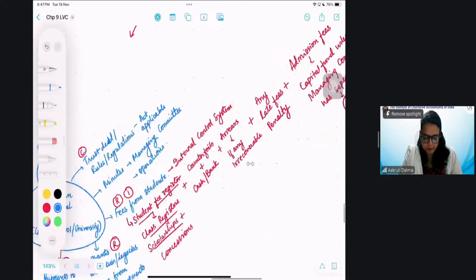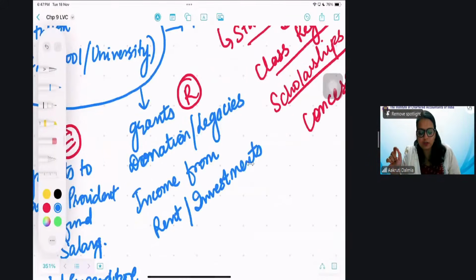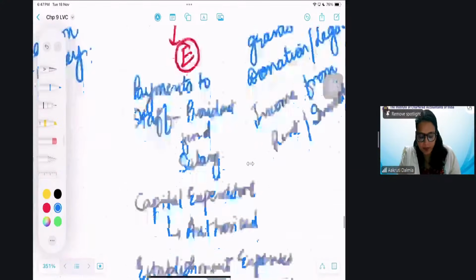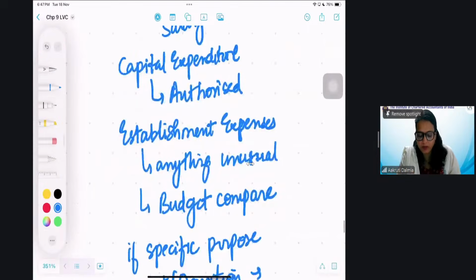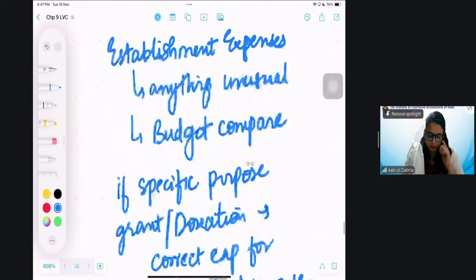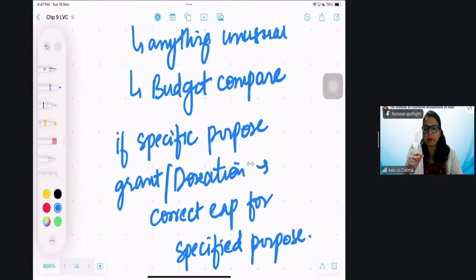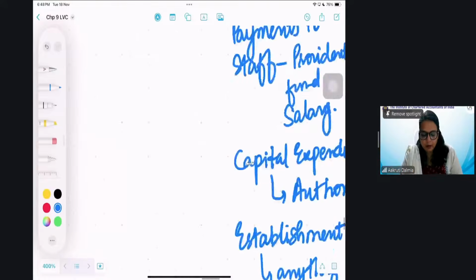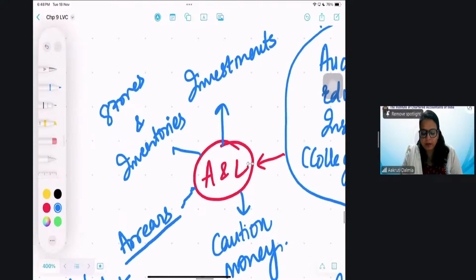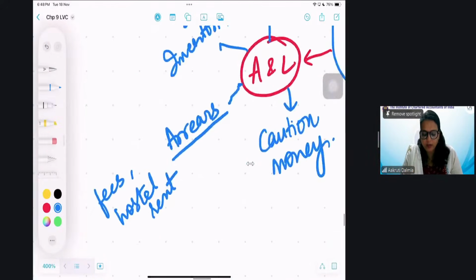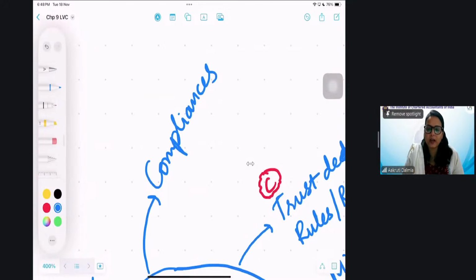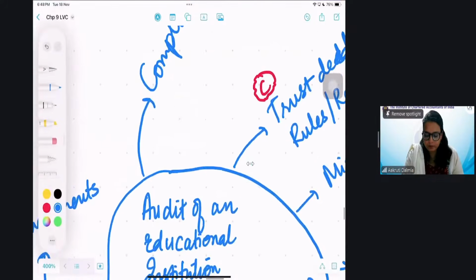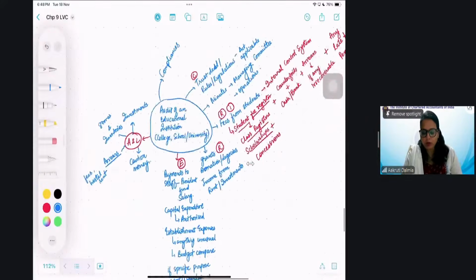Then grants, donations, legacies, and income from rent and investment. These are other receipts that you can check. Expenditure: payment to staff, provident fund, salary. Check that capital expenditure is properly authorized. Establishment expenditure, anything unusual, compare it with the budget. And if money has been received for some specific purpose, whether it is correctly spent. Then assets and liabilities. In assets, check investments, check stores and inventories, check all the arrears. And in liabilities, check caution money. And last, check all the compliances. Everyone clear? Can I go to the book now?